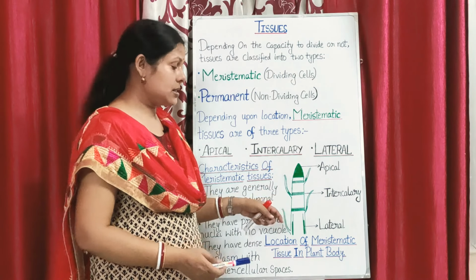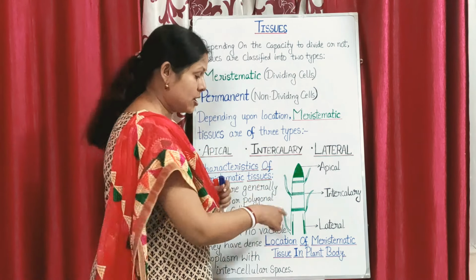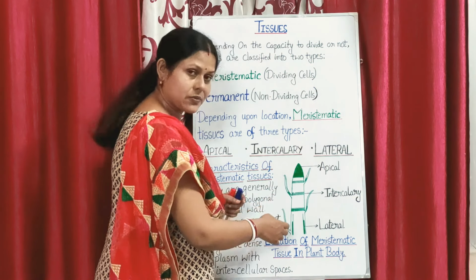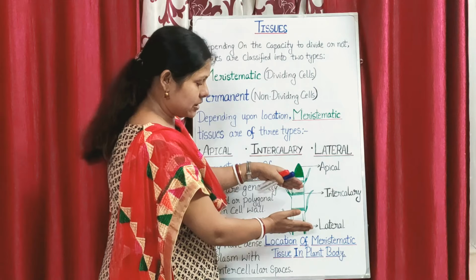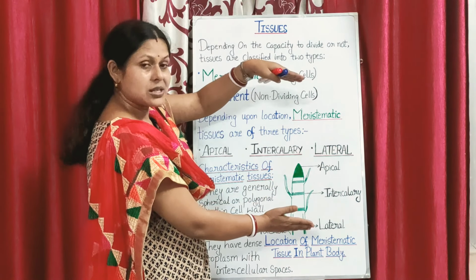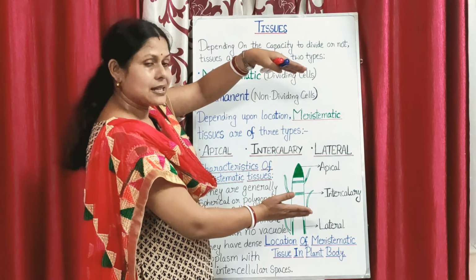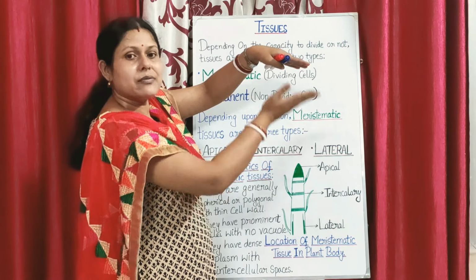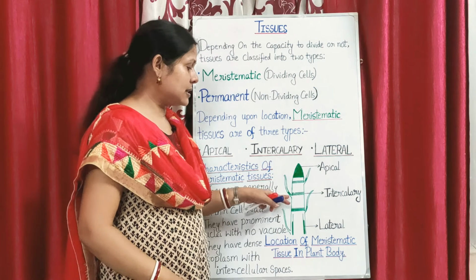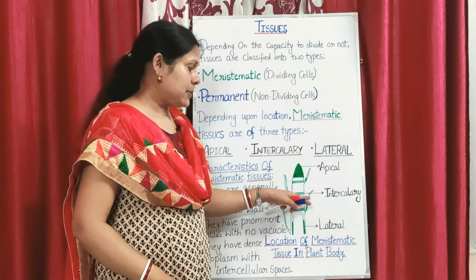What is the function of this? If this is present, they will be dividing. More and more cells will be adding over here. Here also more and more cells will be adding. So if something is adding, they will be increasing. So there will be an increase in the length of the stem. What does that mean? Now the plant will also increase in height. So that is the purpose of the intercalary meristem, present in the internodal region and at the base of the leaf.